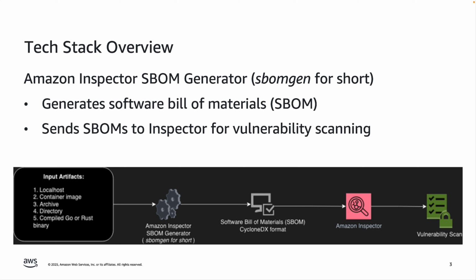Essentially, we're going to use a tool called Amazon Inspector SBOM Generator. Going forward, I will call it SBOM Gen for short. So the way SBOM Gen works is you first provide it an artifact that you would like to scan. This can be a local system, a container image, an archive, and so on. SBOM Gen will then inventory the artifact you provided, and it will generate a software bill of materials. Now you can also optionally send this SBOM to Amazon Inspector. Inspector will then evaluate the contents of the SBOM and it will send you back a vulnerability scan.